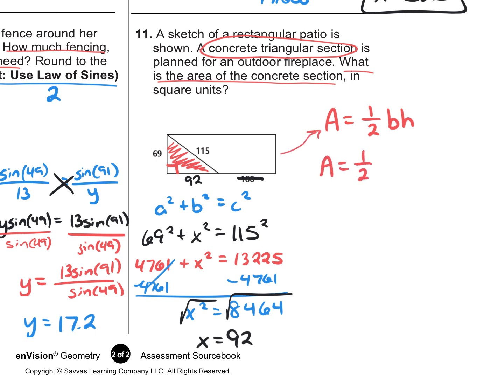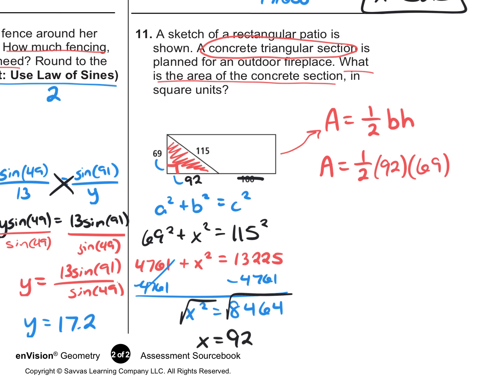What's the base? 92. What's the height? 69. Yep. Why is 69 the height and not 115? Right. Remember, the height and the base are connected to that right angle. They're the two sides connected there. So remember, I know the difference between what the base is and what the height is because they are the two sides connected to that right angle. The hypotenuse is never going to be your base or your height. It's always going to be the two sides connected to that right angle.